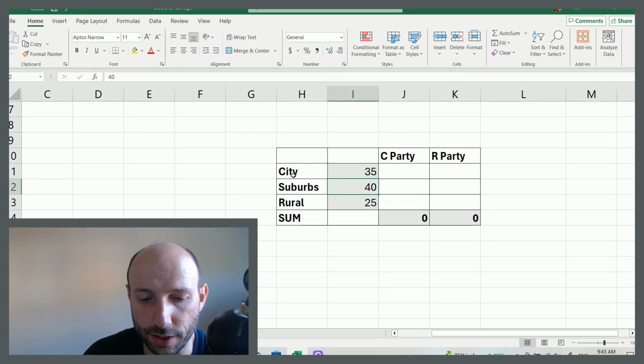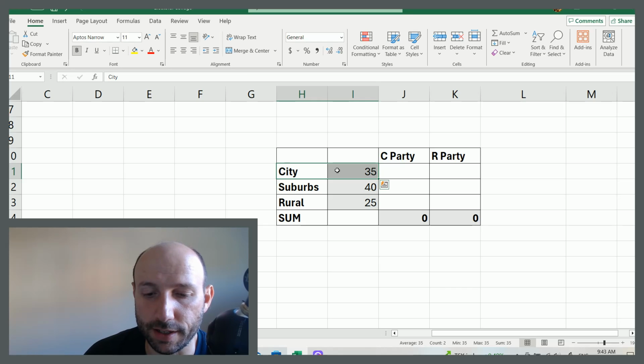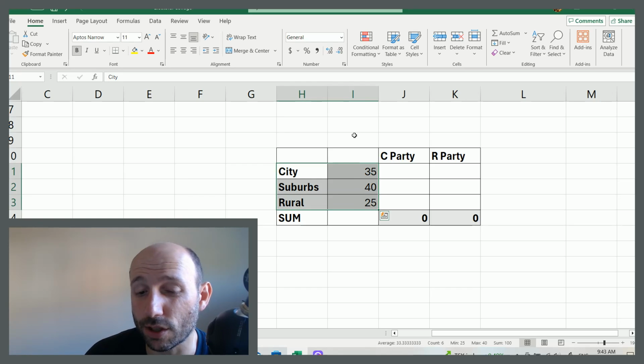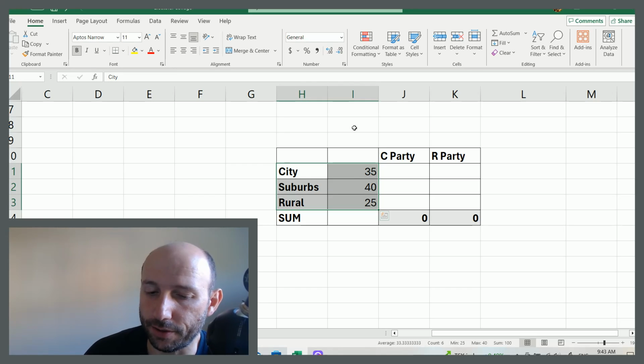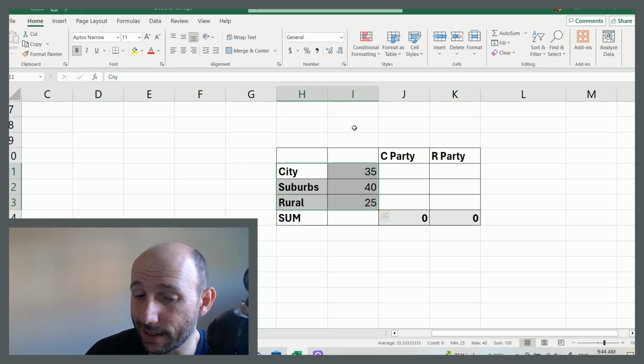So in our country here, we have 35% of the population living in the cities. We have 40% living in the suburbs, and we have 25% living in rural areas. Now, where do these numbers come from? These are approximately what the breakdown is in the United States. It's not exactly what the breakdown is in the United States, but it's nice round numbers that are easy to work with to make the point here. So we have this breakdown here.